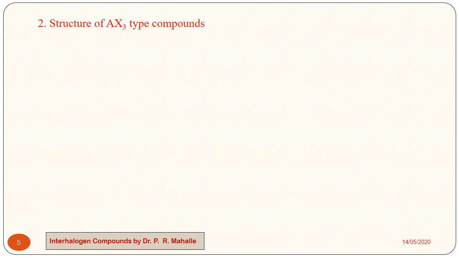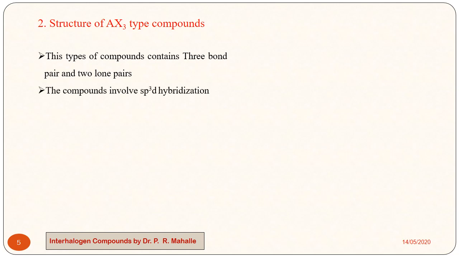Now we will see the structures of some AX3 types of compounds. These types of compounds contain three bond pairs and two lone pairs. The compounds involve sp3d hybridization.